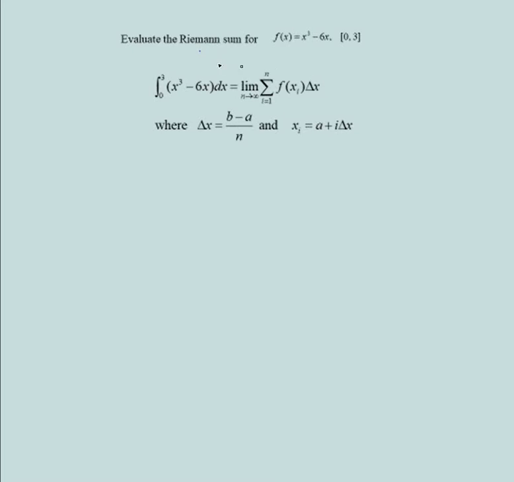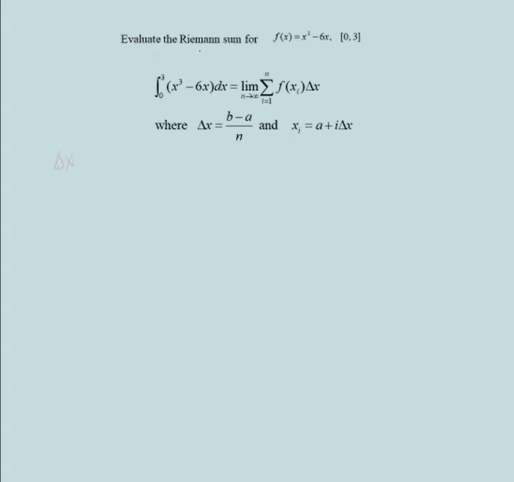It says here, evaluate the sum for f of x is equal to x cubed minus 6x on the interval from 0 to 3, which actually will be the integral from 0 to 3 of x cubed minus 6x, which is equal to the summation. And here we have delta x and we have the partition. So let's start. Let's find delta x first.